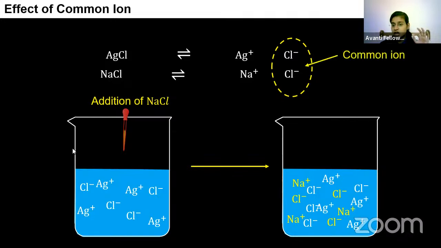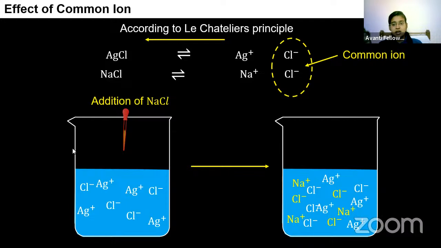Got it? Now you have to think about Le Chatelier's principle we have discussed before. According to Le Chatelier's principle, what will happen? The reaction will move towards the backward direction because on the product side, more Cl minus ions are produced. So to have the reaction in equilibrium, it has to come in the backward direction so that some Cl minus can come to the reactant side.